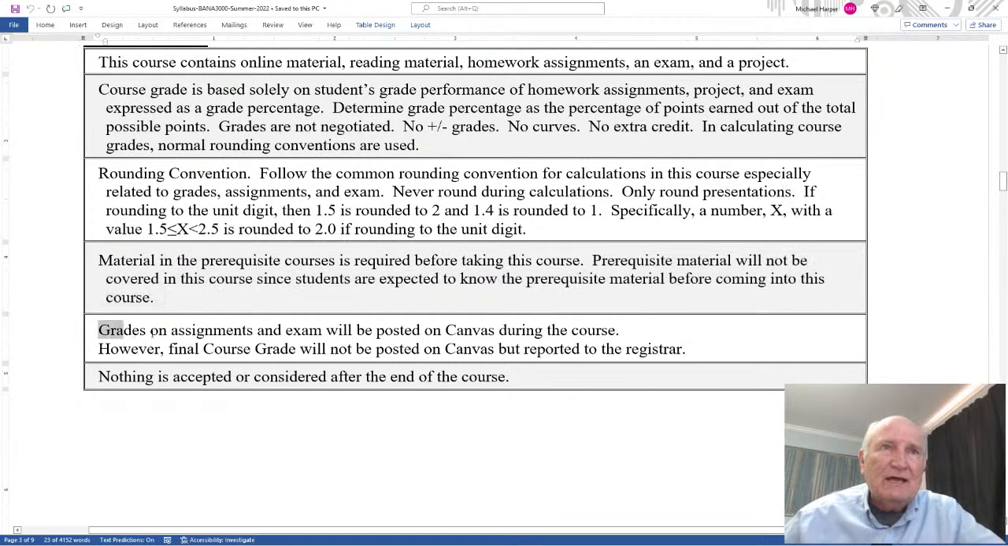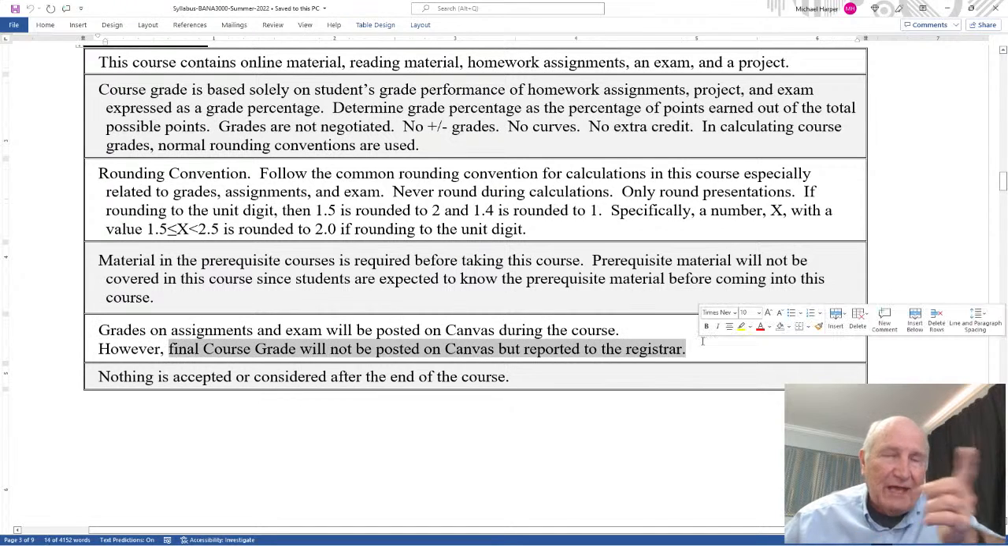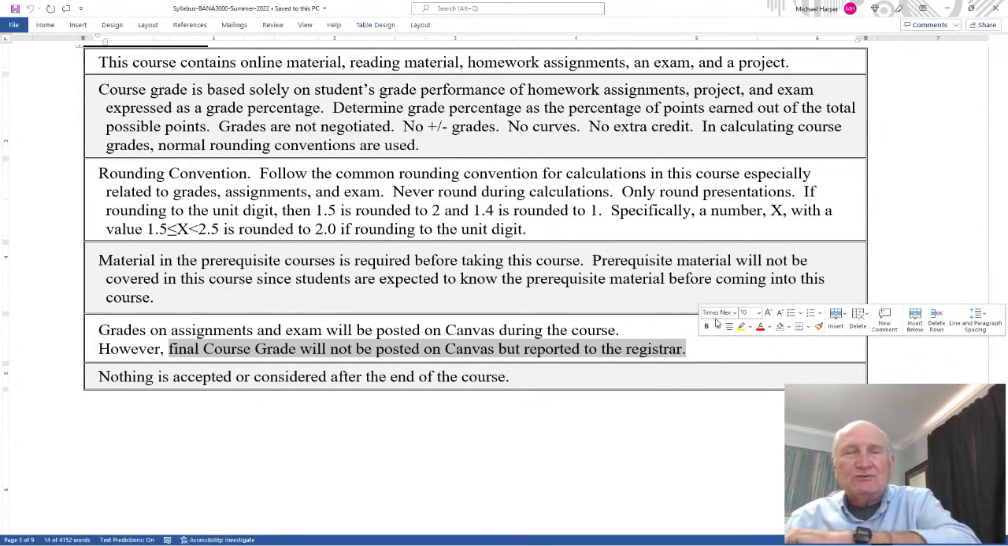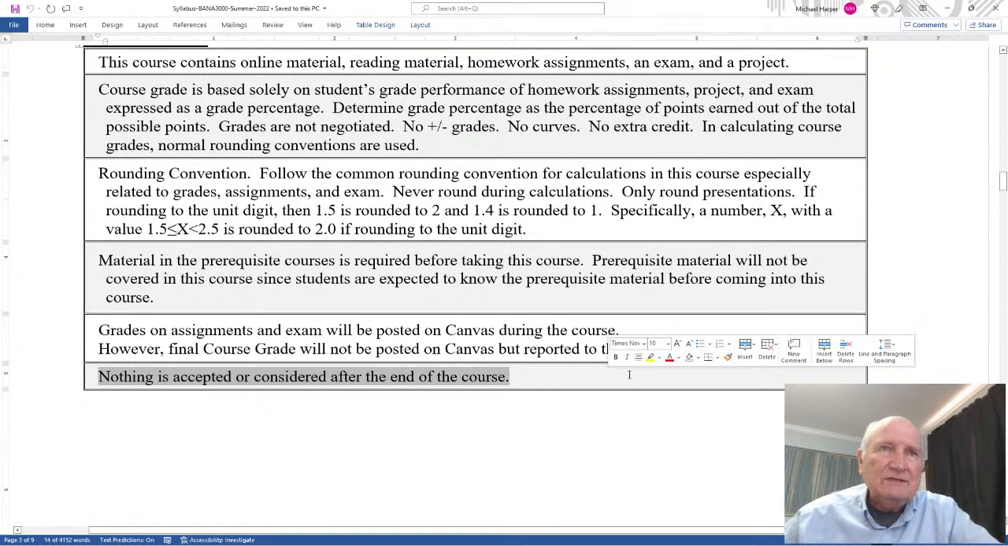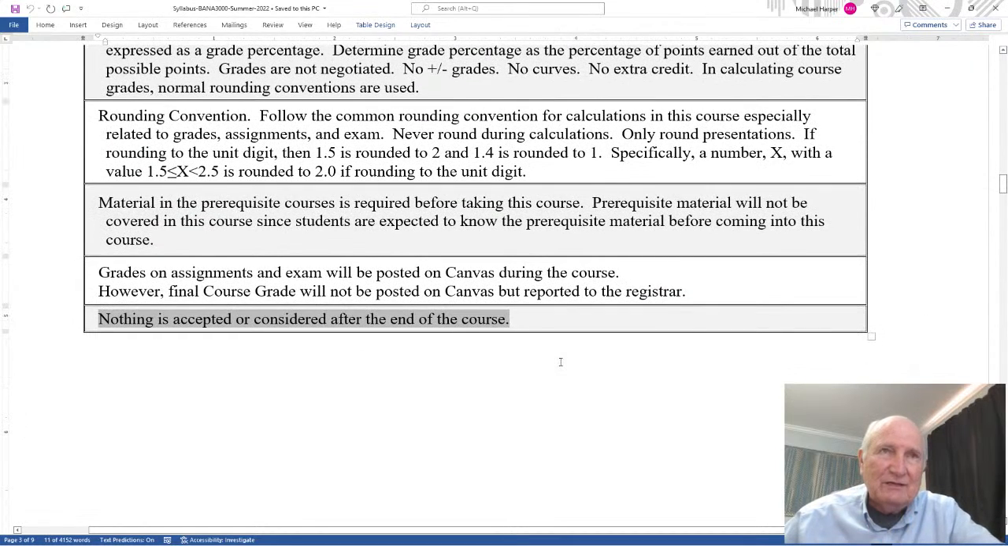Grades on assignments and exam will be posted on Canvas during the course. However, the final course grade will not be posted on Canvas, but reported to the registrar, and you should get it within 24 or 48 hours, they say. Nothing is accepted or considered after the end of the course, which is on that Saturday, July 30th.